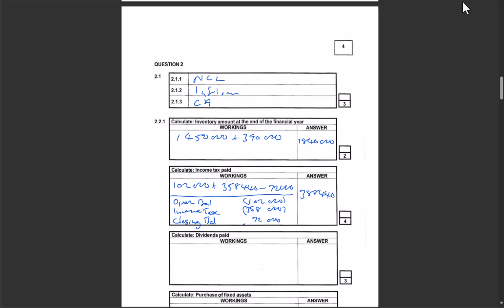So this will give you exactly the same, right? It will give you a negative of 388,440. Right, so that's exactly what will happen. Then dividends paid.